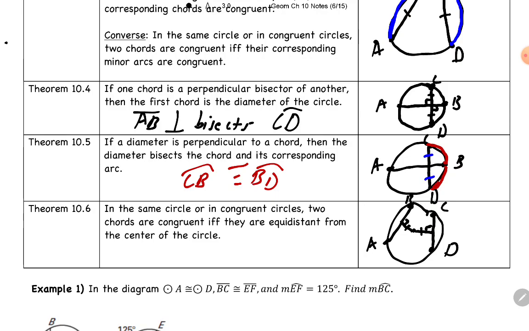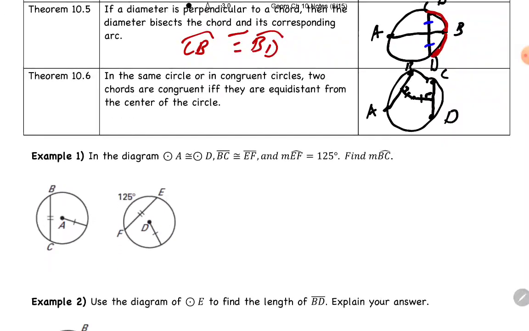So let's take a look at examples involving these properties. Example 1, in the diagram, circle A is congruent to circle D. They both have the same radius. BC is congruent to EF, and the measure of arc EF is equal to 125 degrees. This looks like an arrowhead, but just remember it's a curve, an arc. Find the measure of arc BC.